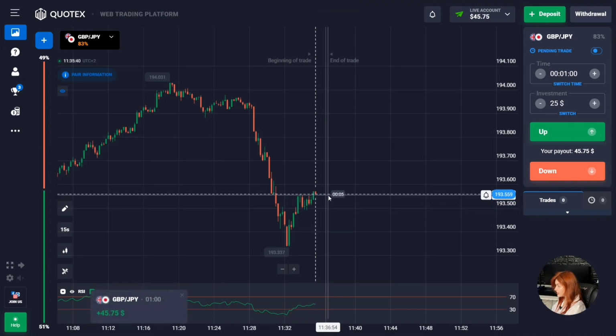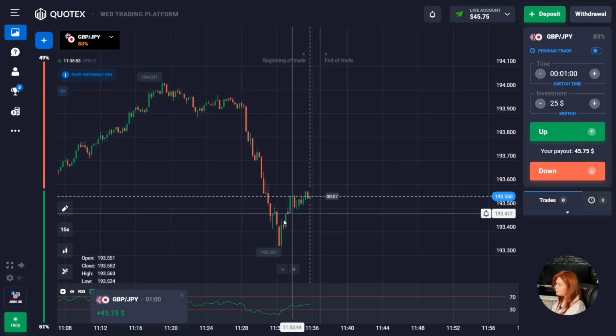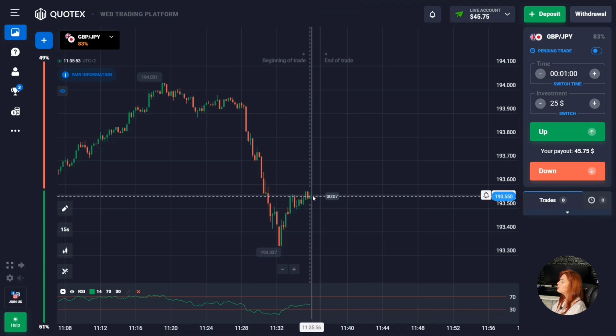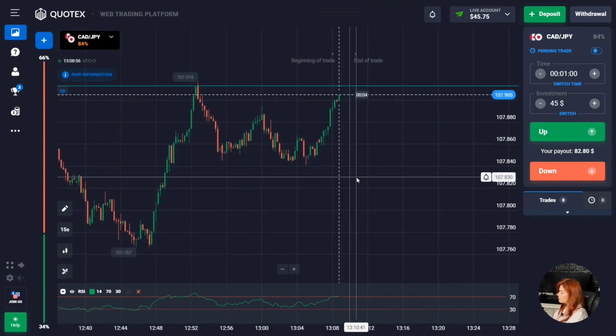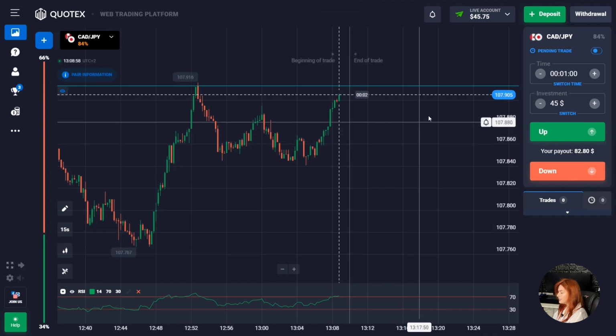Well, my dear traders, it's not bad at all. As you can see, the price has really continued to move up and we got the profit here. I hope that you have already understood how we work here with this indicator. Well, let's continue. So we have a resistance level at the top here.